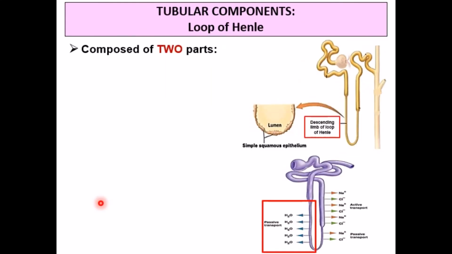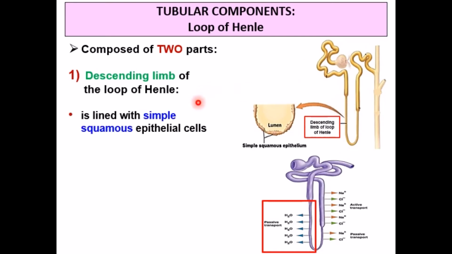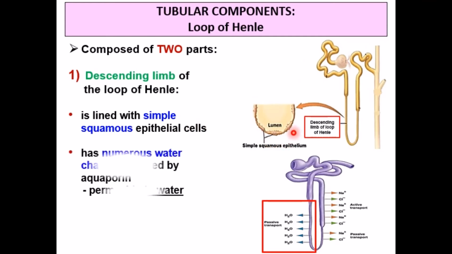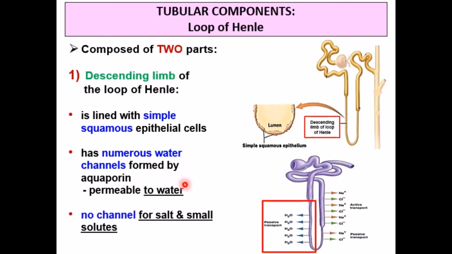The next part of the tubular component is the loop of Henle. It is composed of two parts. The first is the descending limb of the loop of Henle, this one. The descending limb is lined with simple squamous epithelial cells and has numerous water channels formed by aquaporin. This characteristic gives permeability to water, and there is no channel for salt and small solutes.